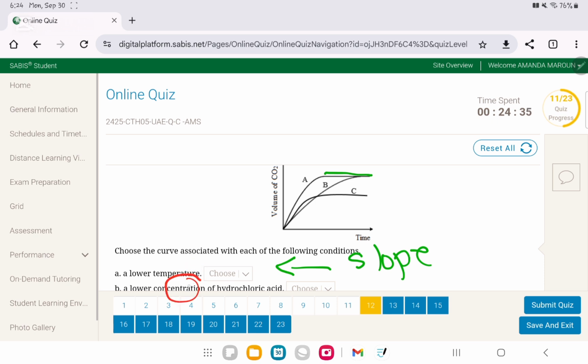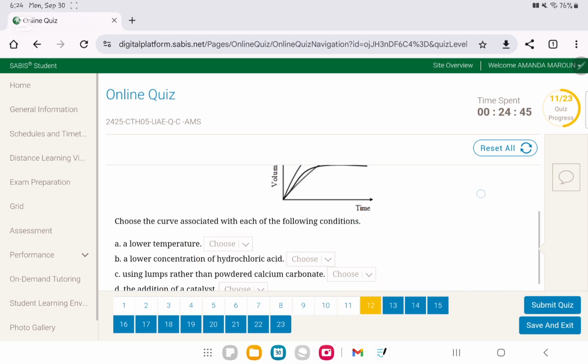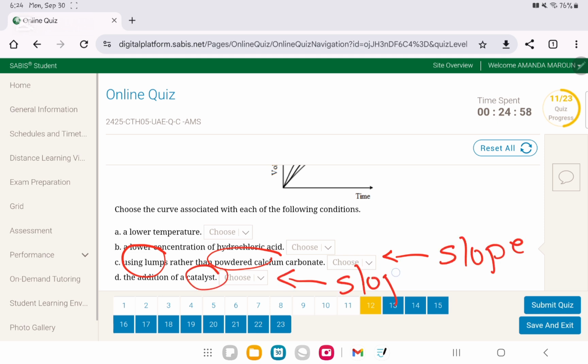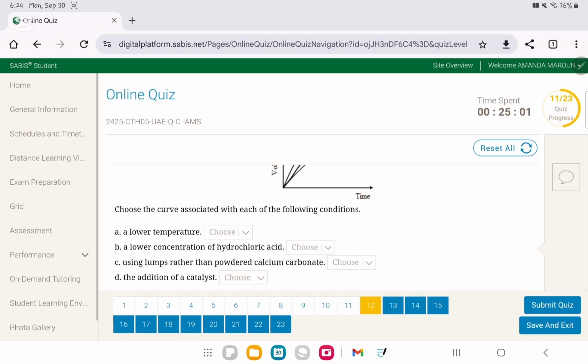Whenever we're talking about the change in concentration of an acid, both the slope and the plateau are affected. Now, if we're ever talking about the surface area, so using lumps rather than powdered, the surface area will only affect the slope. And finally, the addition of a catalyst will only affect the slope. So the only thing that affects both the slope and the plateau is the concentration of the limiting reactant. Usually it's the limiting, but in this case, it's the acid.